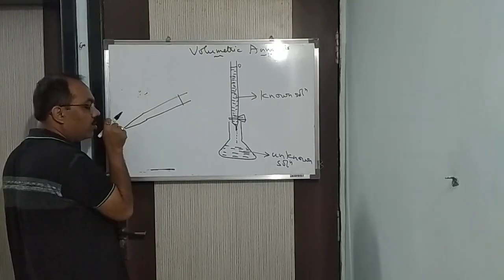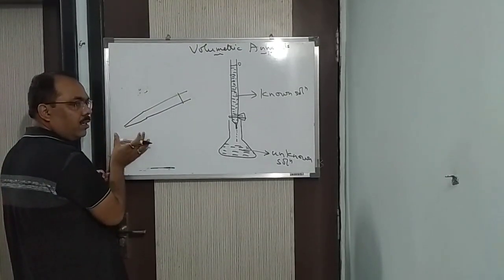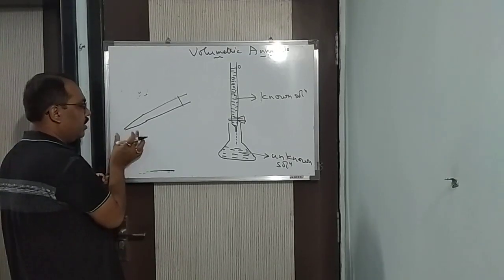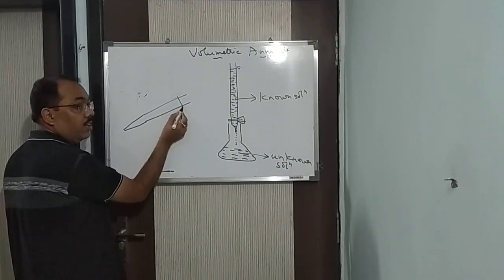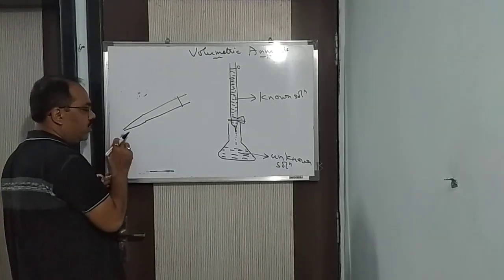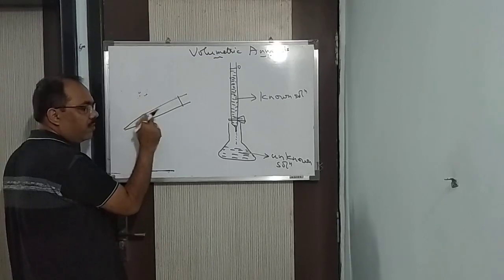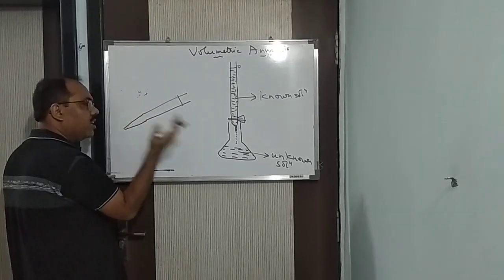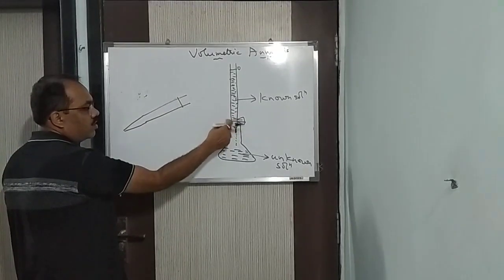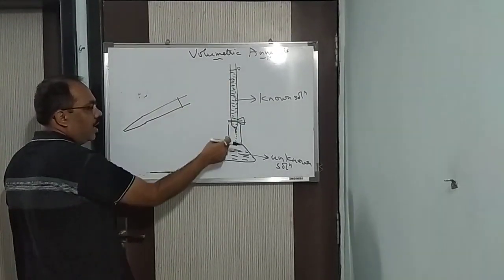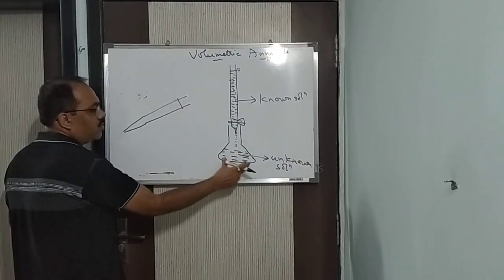You put your mouth to it and suck the liquid from a beaker or a conical flask, up to this particular level. This is known as a pipette. You will see it in the lab, or you might have seen it already. This is a burette, which has a stopcock. You fill it up to the 0 mark, and then drop by drop you allow it to fall into the titration flask.